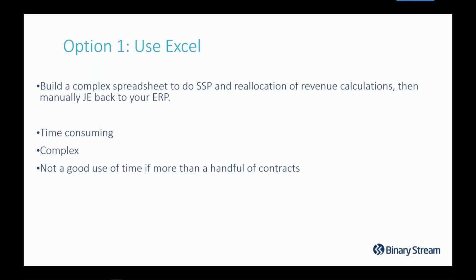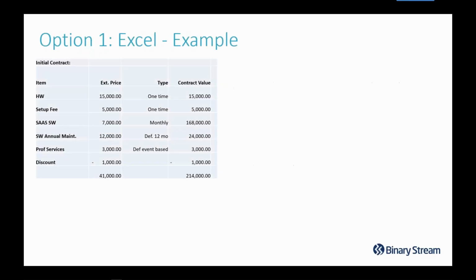What's the problem with that? Well, for one, it's time consuming, right? For two, it can be complicated. For three, it's not a good use of your time if you've got 100 contracts or 1,000 contracts. You're going to hire one or two people full time just to do the Excel spreadsheet calculations. And they look for something like this.